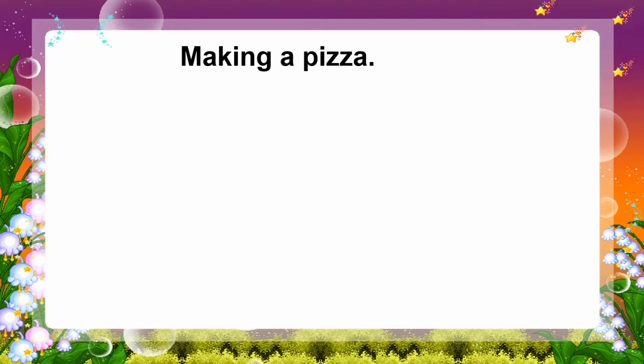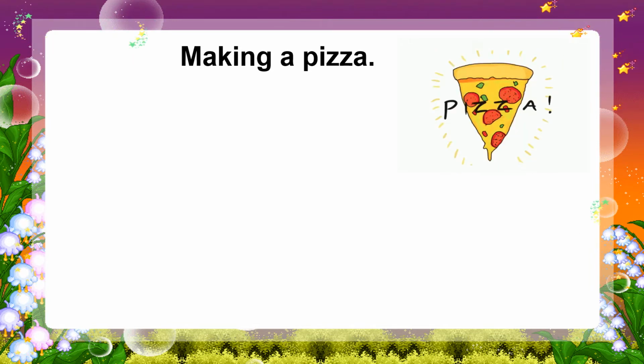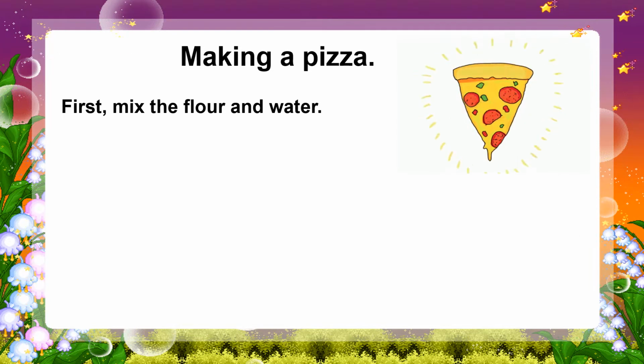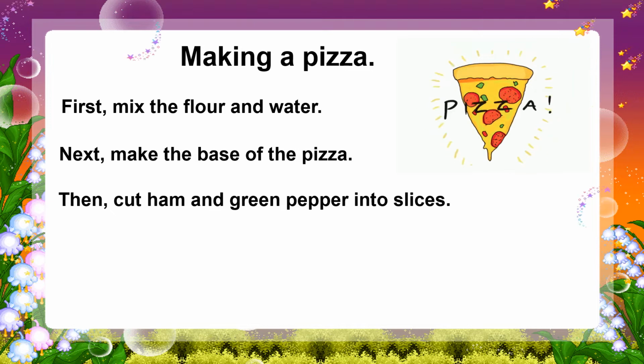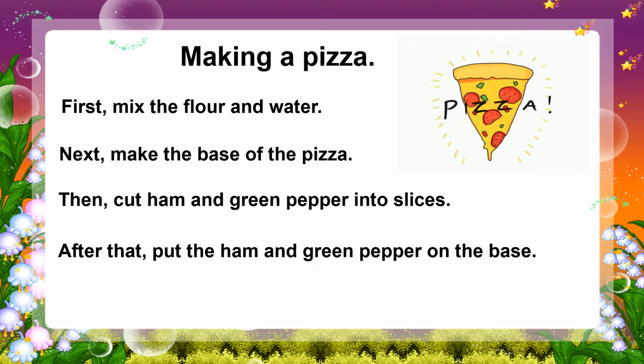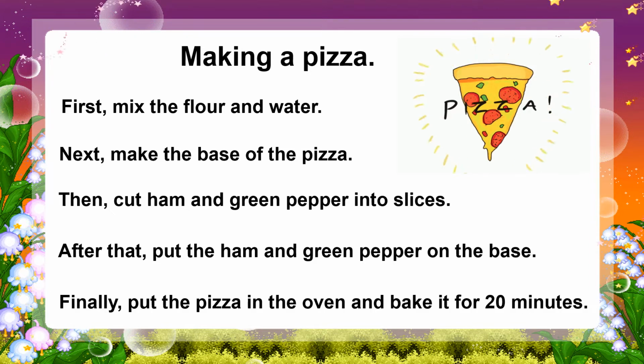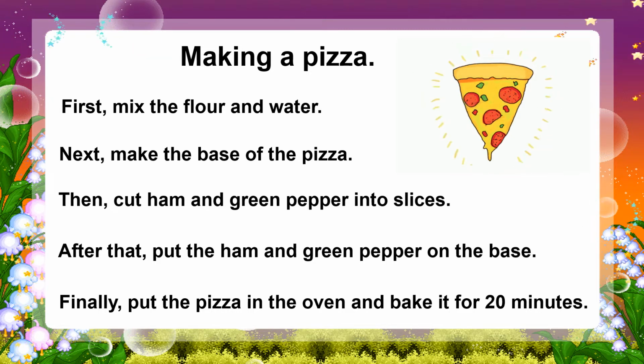Come along. To make pizza, first, mix the flour and water. Next, make the base of the pizza. Then, cut ham and green pepper into slices. After that, put the ham and green pepper on the base. Finally, put the pizza in the oven and bake it for 20 minutes.